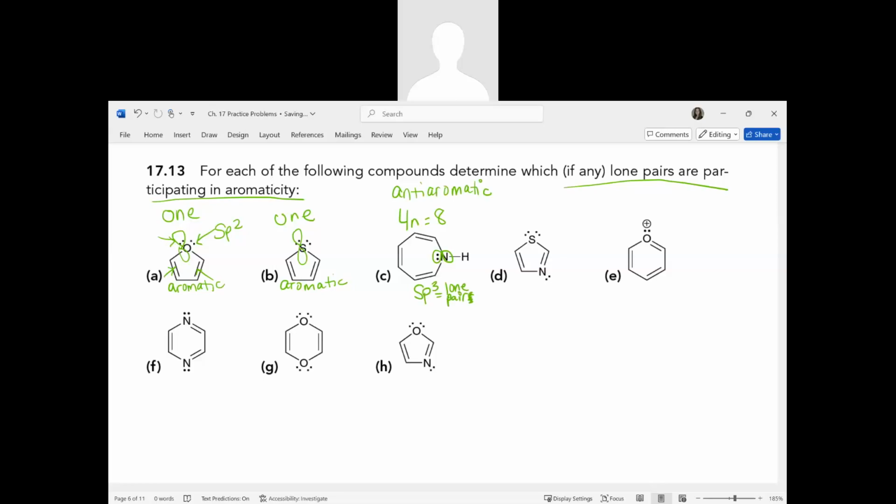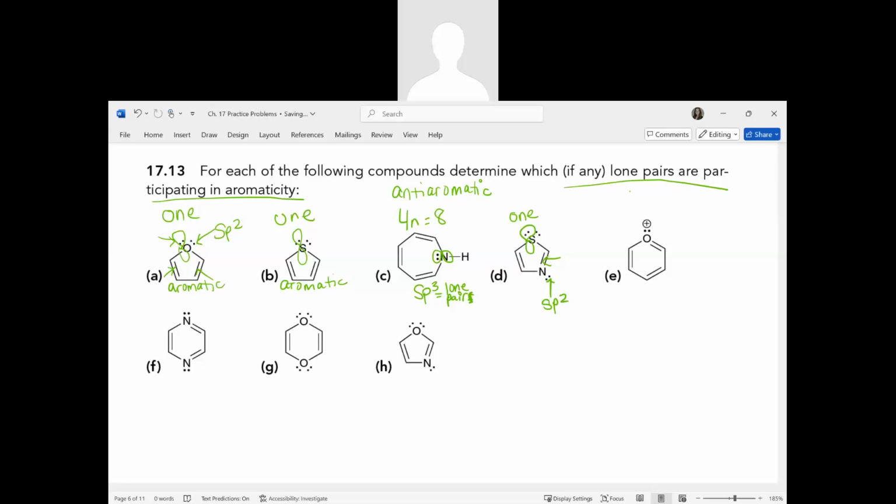Let's take a look at compound D. So now we have the sulfur. So one of the lone pairs on the sulfur atom would occupy a p orbital, and that would generate a continuous overlap of p orbitals. The lone pair on the nitrogen, this would occupy an sp2 hybridized orbital, and therefore not contribute to the aromaticity of the ring, because this nitrogen atom is already involved in this pi bond here, which is establishing the aromaticity. So only one here in compound D.